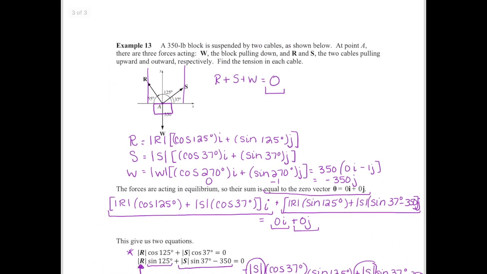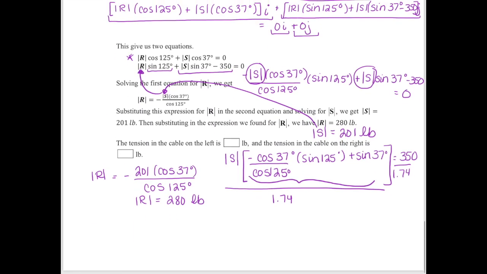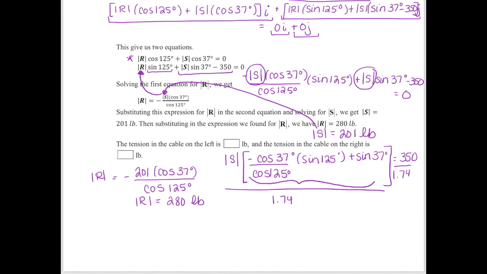Let's review here. So R, we determined the magnitude of R. So the length of R we found is 280 pounds. And the tension, or the magnitude of S, we found was 201 pounds. So to finish this, the tension on the cable on the left, which was R, was 280 pounds. And the tension in the cable on the right, which was S, is 201 pounds.